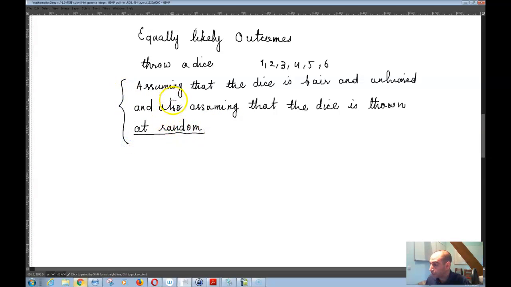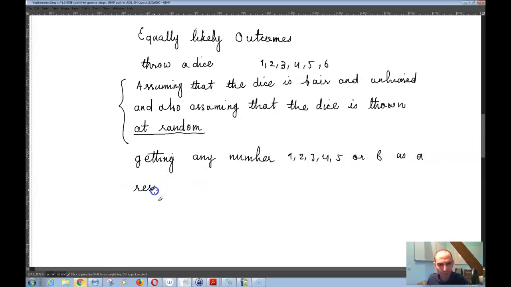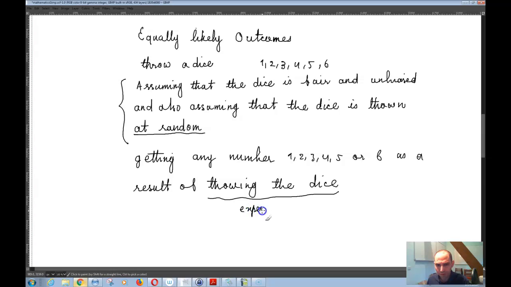making these assumptions, you can say that getting any number 1, 2, 3, 4, 5, or 6 as a result of throwing the dice, which is the experiment that you're doing, you can call them equally likely outcomes.